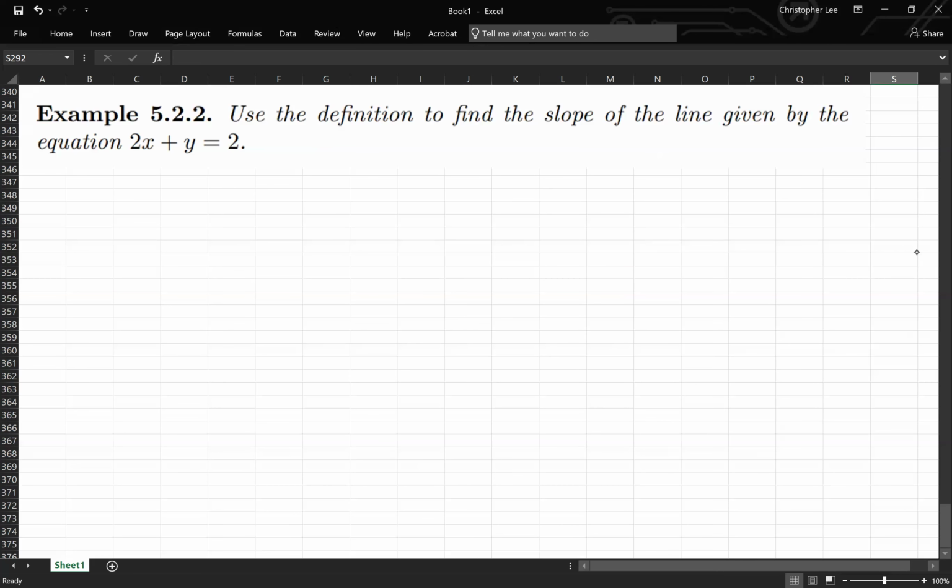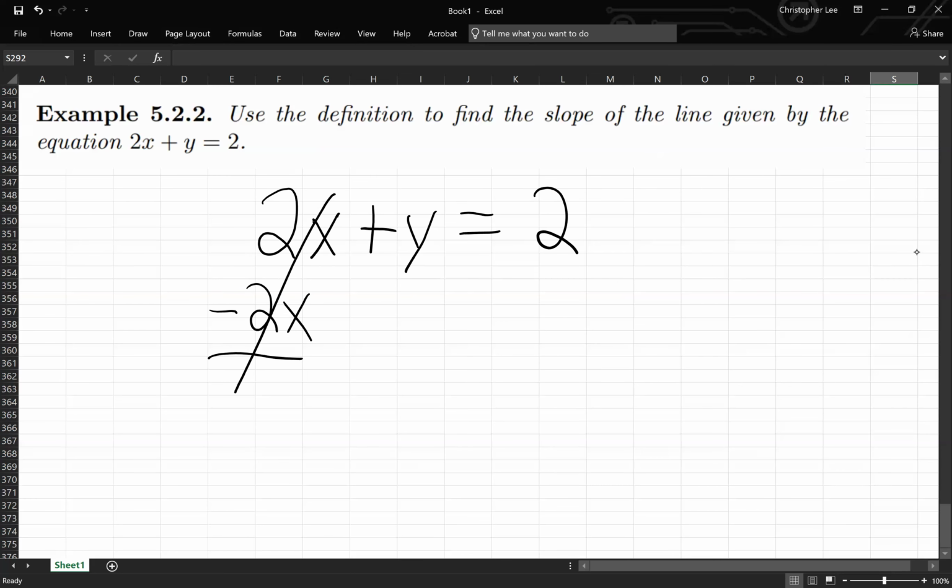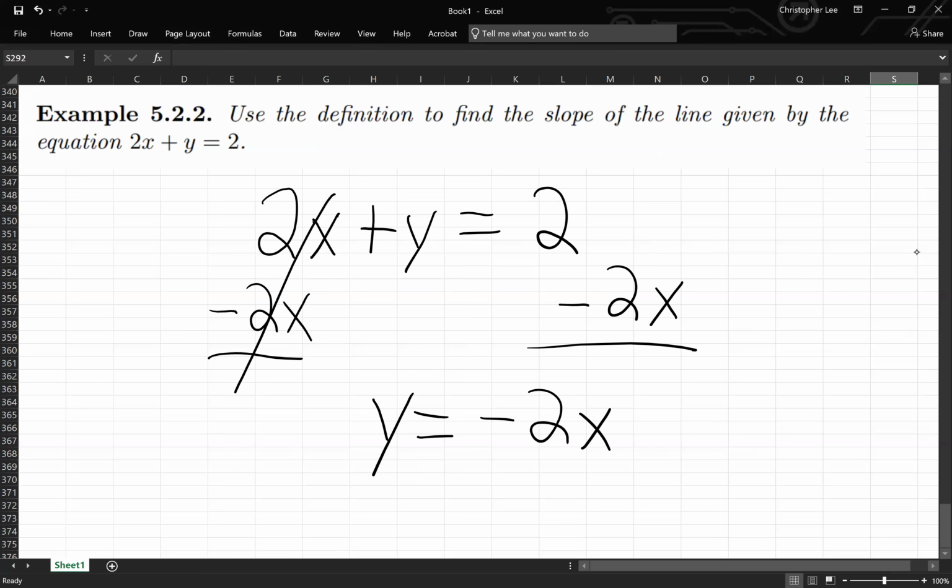All right, let's talk about this. So I got 2x plus y is equal to 2. I actually did this in my head, right? All you got to do is solve for y. Subtract the 2x from over here. What you do to one side, you got to do to the other. So now you got y is equal to negative 2x plus 2. What's the slope?